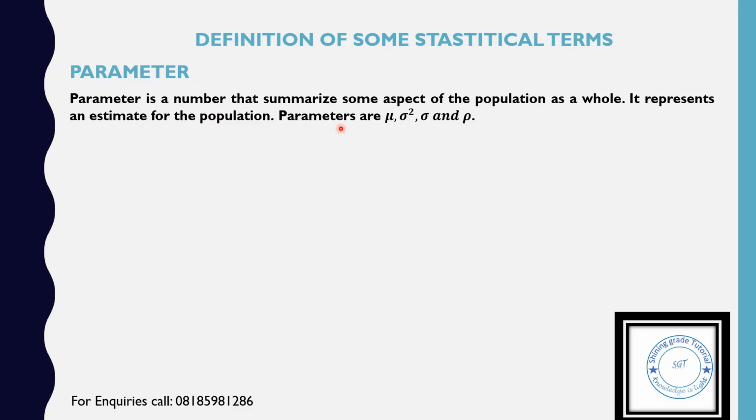So a parameter is just like the population mean. If we find the mean of all of the population, the symbol we use in representing that is called a parameter. So whenever you add the word parameter, it's an estimate of the population. It shows that this thing is being estimated from the population.